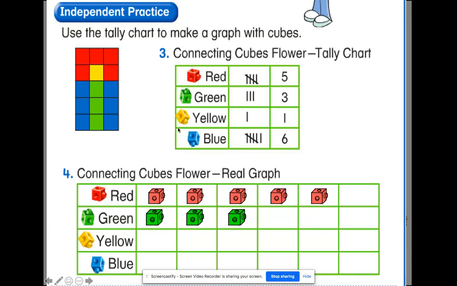Now I want to go and do the yellow. Looking at the yellow in the tally chart, there is only 1 yellow cube, so let's represent that in my chart by showing 1. Very good. And last is the blue. Looking at the blue at my tally chart, it says I have a total of 6 blue cubes, so let's show that on this graph. Count with me. 1, 2, 3, 4, 5, 6. Now I have created my own graph to represent the information.